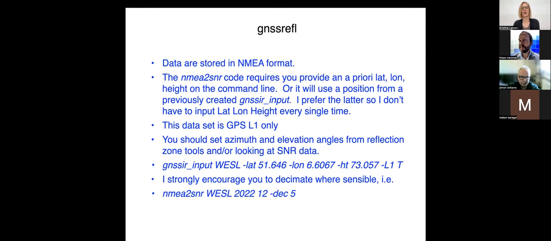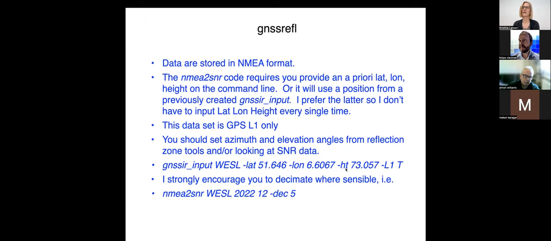But if you've saved that information in a GNSS-IR JSON file, I will use that so you don't have to keep typing it. So down here, I do show you that if you save the lat, long, and height in your GNSS-IR input, I'll save that information and use it so that you don't have to keep typing it every time you do the NMEA to SNR.